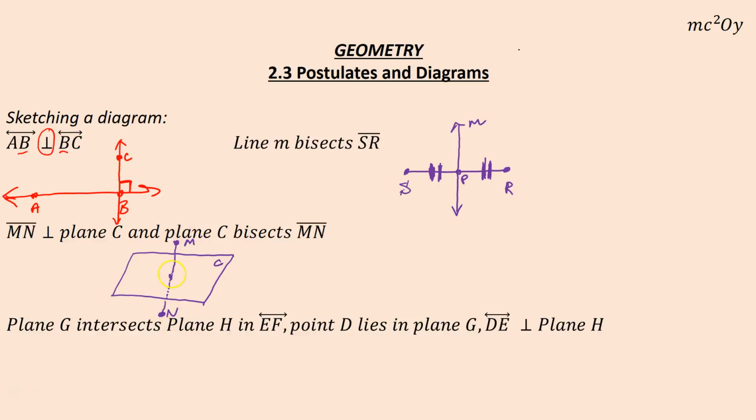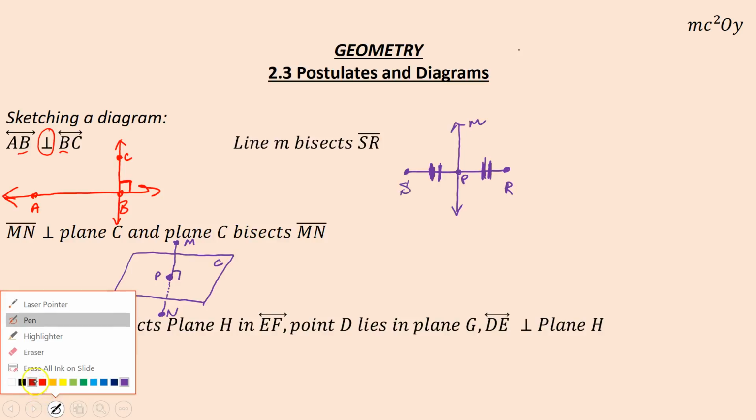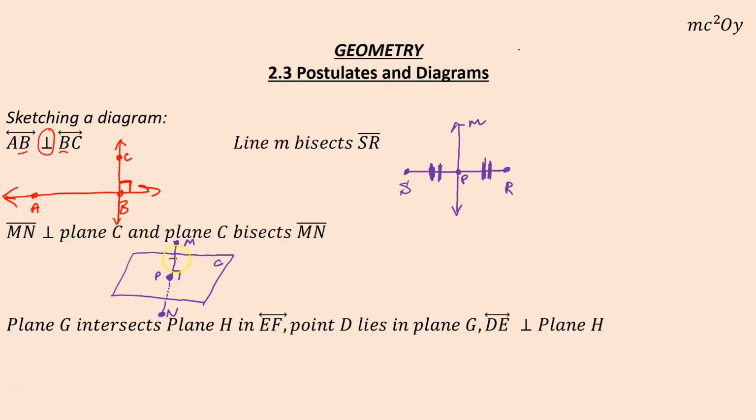All right, and we're going to show that they're perpendicular by putting a right angle marking there. In fact, I'm going to label that point P, where it goes through the plane. So think of it like a piece of paper, which is plane C, and the pencil poking through plane C, and that would be segment MN. Going through it, the plane has to bisect it, meaning segment MP is going to be congruent to NP.